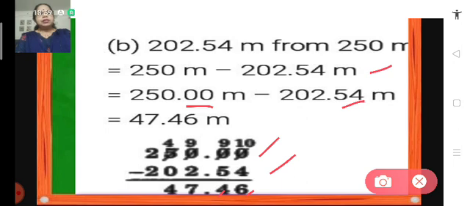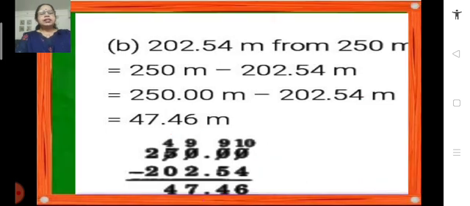Then we put the decimal point, then move on to ones place. In ones we have 9, 9 minus 2 becomes 7, and in tens place we have 4, 4 minus 0 becomes 4, and in hundreds we have 2, 2 minus 2 becomes 0. So, what is the answer that we get? It is 47.46.